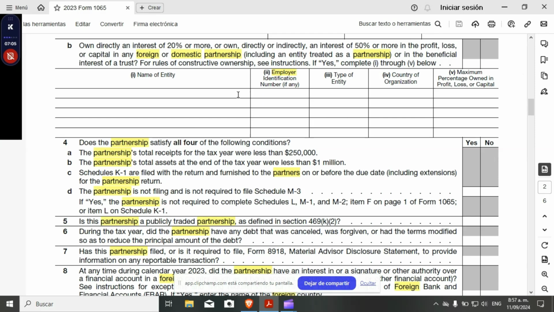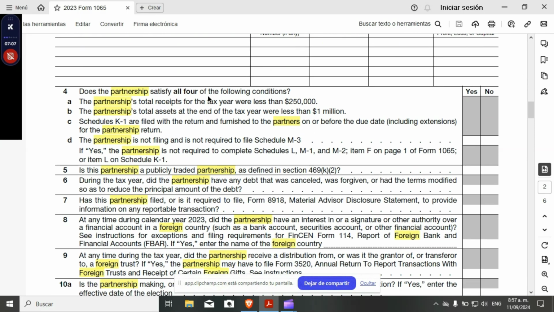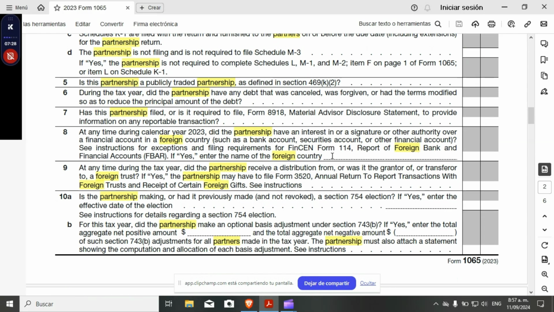B here is going to be no, leave that blank. Number 4, now, pay attention here. This is, does the partnership's total receipts for the year equal less than 250 million? That's yes. This is going to be Schedule K-1s, yes. And then D is going to be yes. And since that is the case, we don't have to complete Schedules L, M-1, and M-2, which are on the bottom of this form. So let's continue on here.